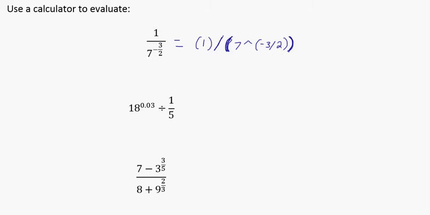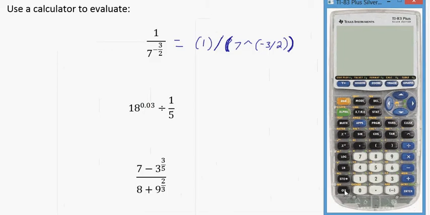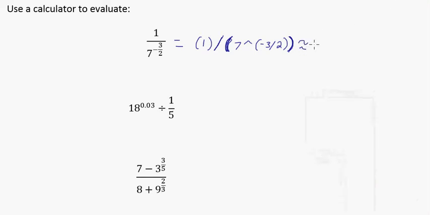So let's go ahead and get this into the calculator here. So if I turn this on, have parentheses 1, close parentheses, divided by open parentheses 7 raised to, open parentheses, negative 3 divided by 2, close parentheses, and then close parentheses for my denominator. And this number is approximately 18.52. Okay, that's the first one. Let's look at the second one.